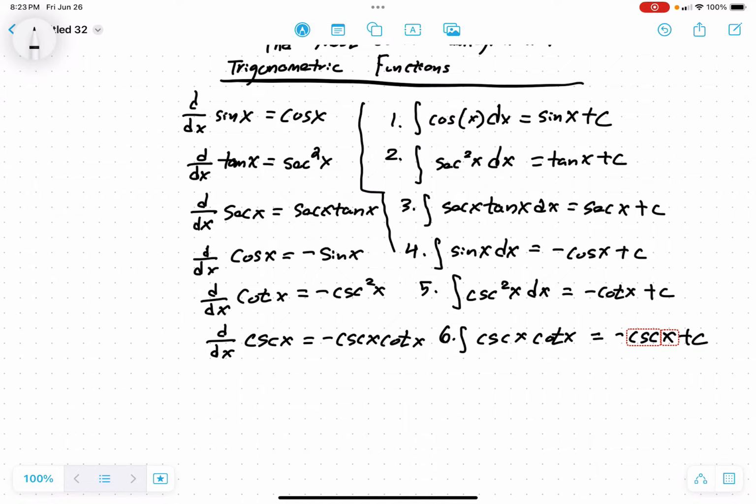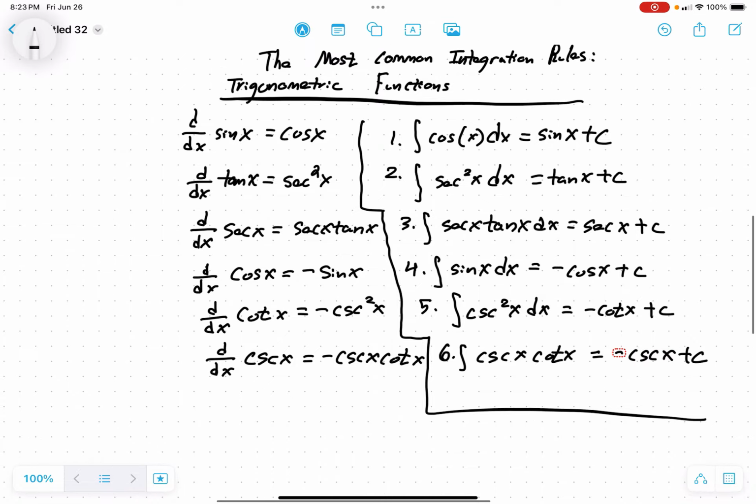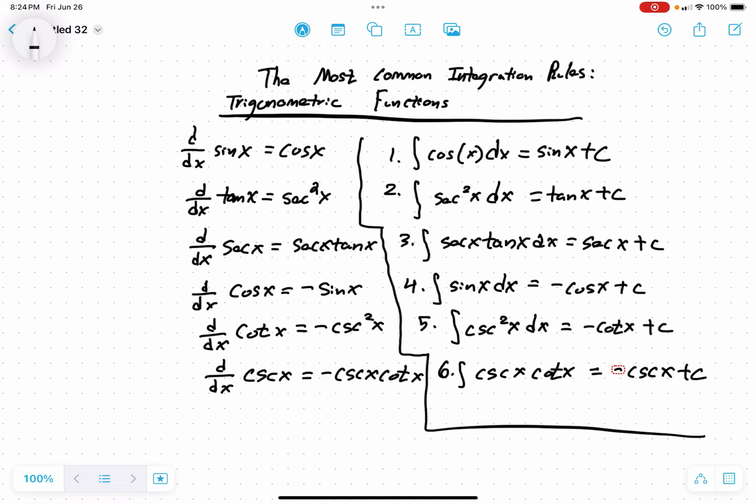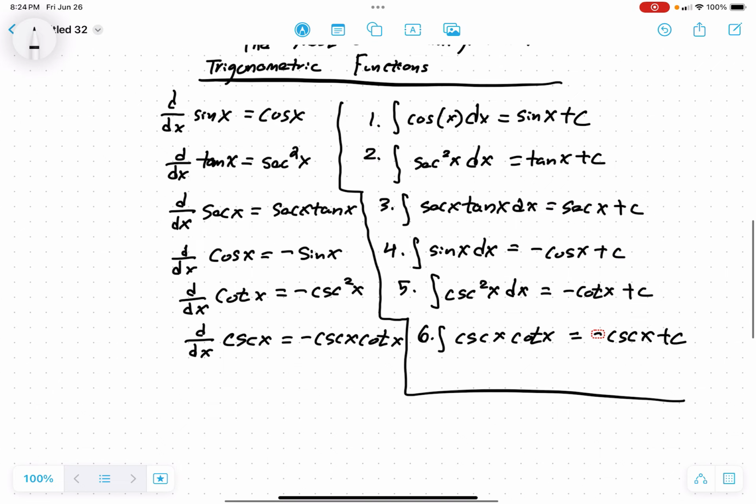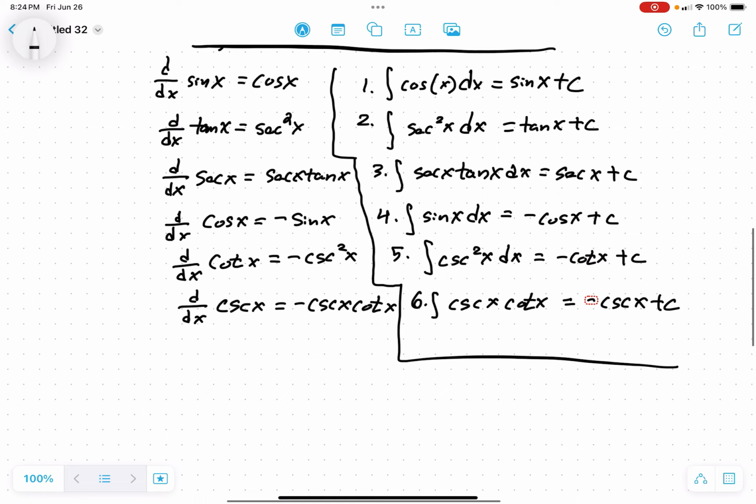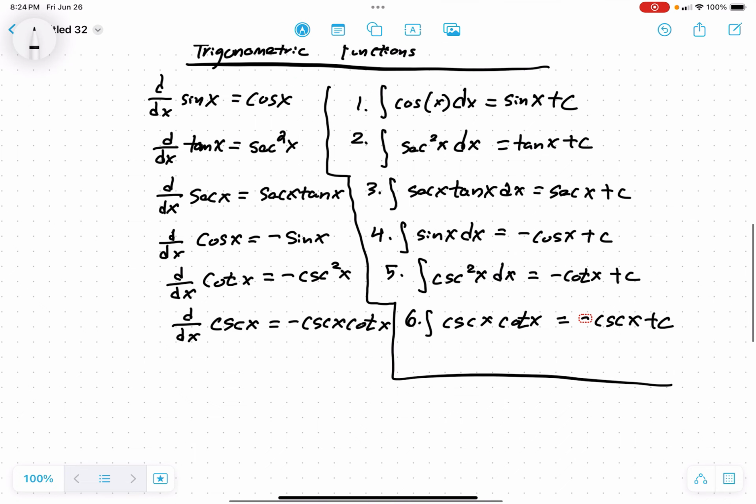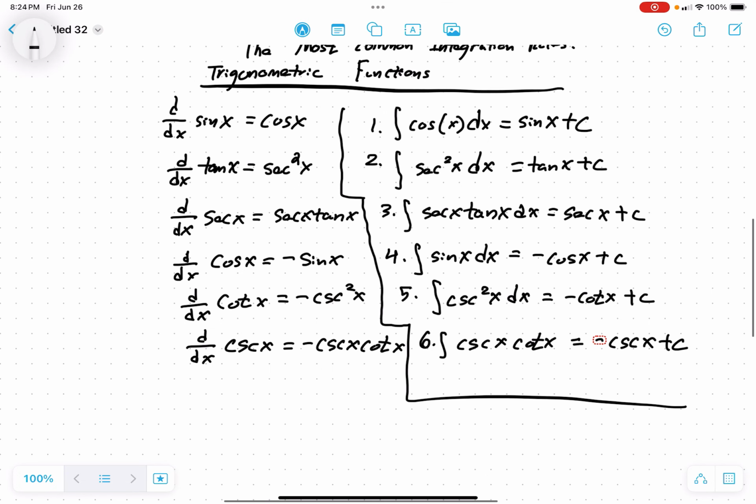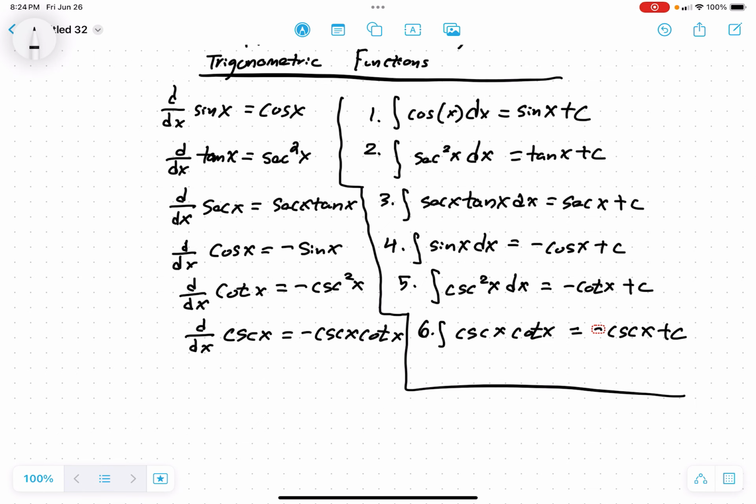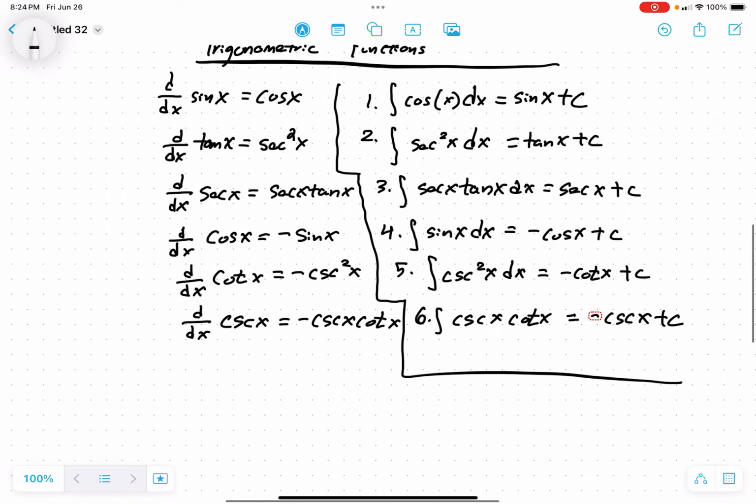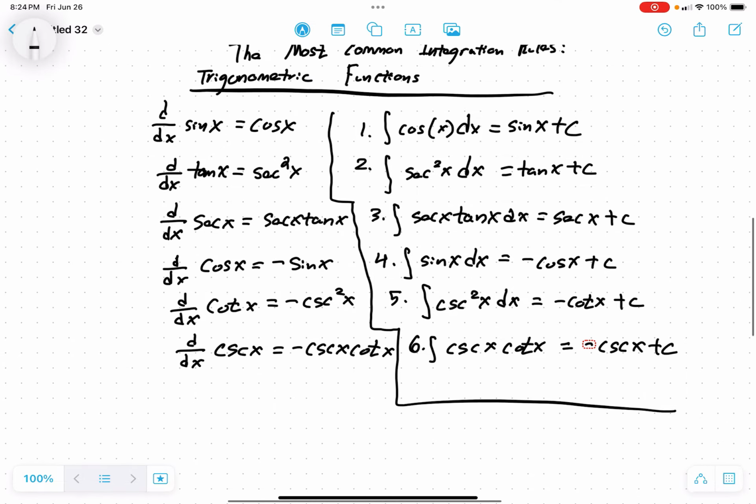So here are 6 more common trigonometric functions that we need to know their integral. So we have cos x, secant squared x, secant x tangent x, sine x, cosecant squared x, cosecant x cotangent x. And these will be the main ones that show up. And we will do now a couple practice problems to get familiar.